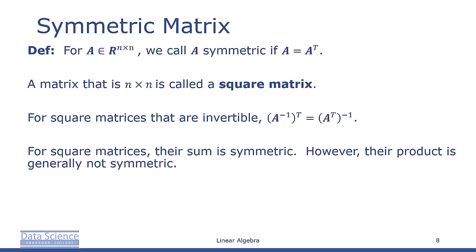A matrix A that's of dimension n by n is called symmetric if A is equal to its transpose. Note that only n by n matrices can be symmetric. Generally, an n by n matrix is also called a square matrix because it has the same number of rows and columns. In fact, if A is invertible, then so is A transpose. And the transpose of A inverse is equal to the inverse of A transpose.